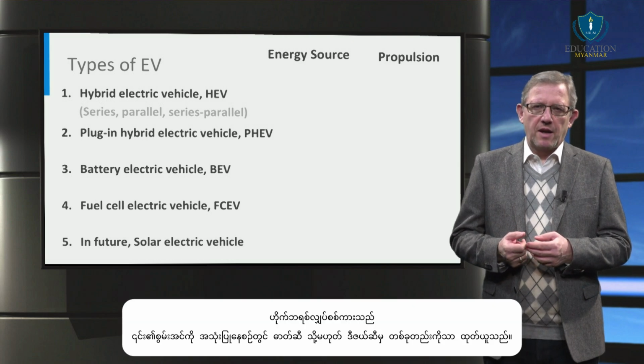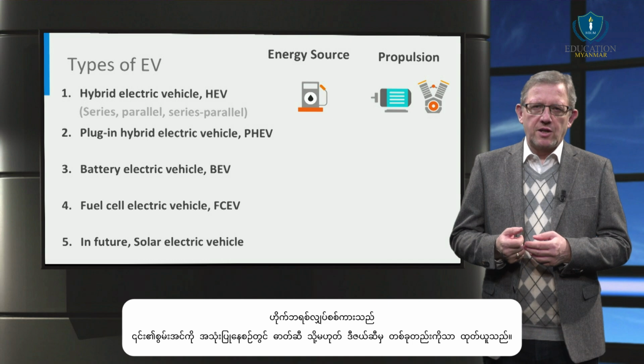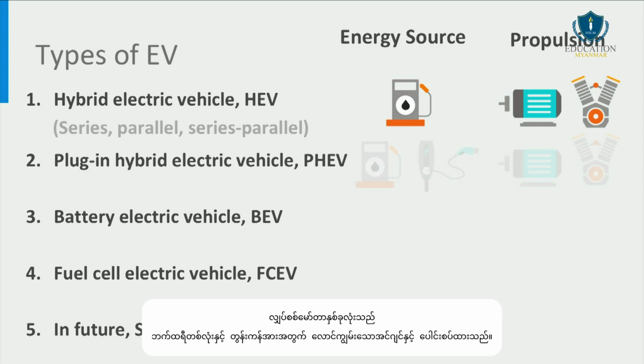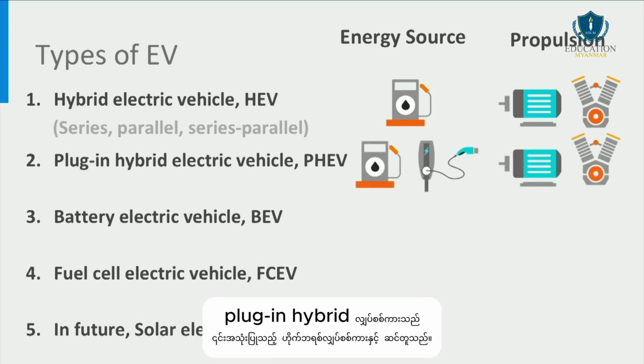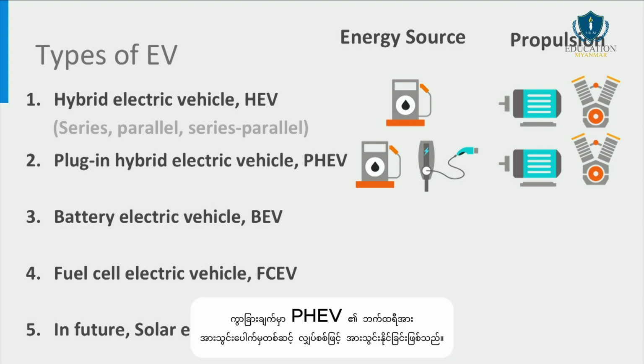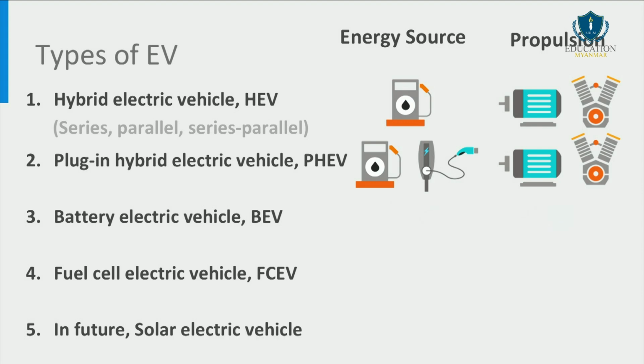The hybrid electric vehicle sources its energy solely from gasoline or diesel, while it uses both the electric motor in combination with the battery and a combustion engine for propulsion. The plug-in hybrid electric vehicle is similar to the hybrid electric vehicle in that it uses both an engine and an electric motor for propulsion. The difference is that the battery of a plug-in hybrid electric vehicle can be charged by electricity via a charging port.